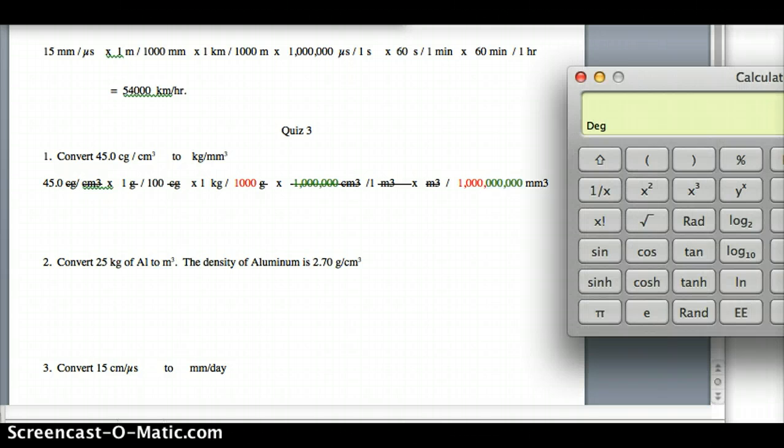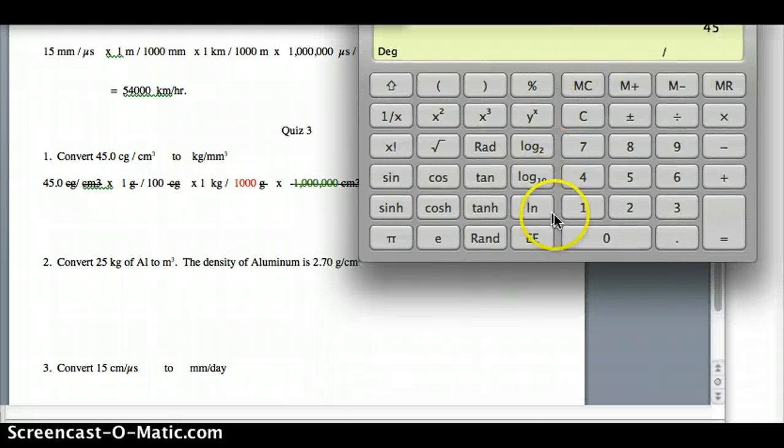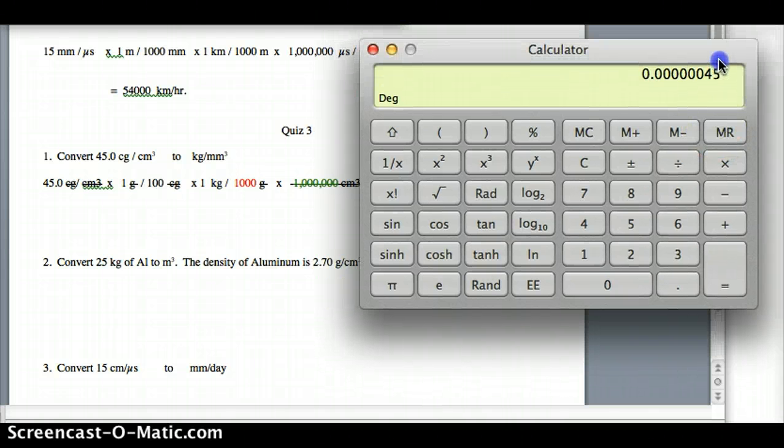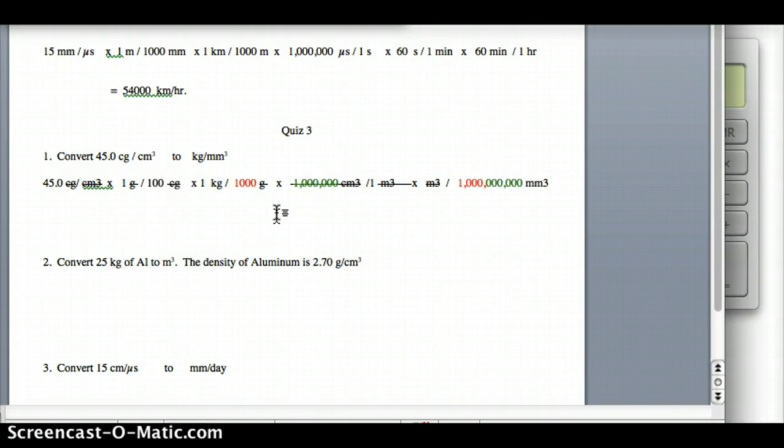So really, mathematically, it's 45 divided by 100, and then 3 more zeros for the 1,000, and 3 more zeros for the other 1,000. And it equals this number, which is 4.5 times 10 to the negative 1, 2, 3, 4, 5, 6, 7. So your final answer would be 4.5 times 10 to the negative 7th.